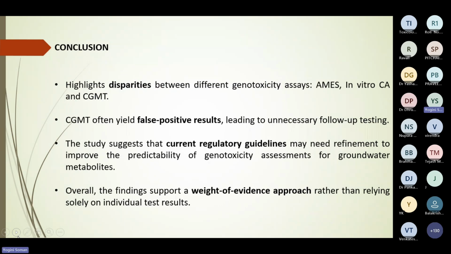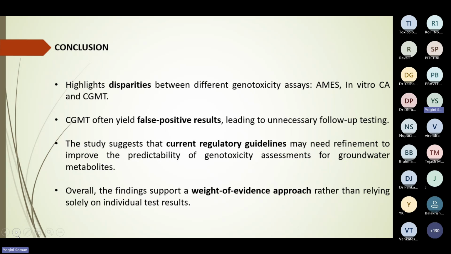This highlights the disparities between the different genotoxicity tests, that is Ames, in vitro CA and the CGMT, and CGMT leads to false positive results. So it leads to unnecessary follow-up testing. So you have to conduct the in vivo micronucleus test to confirm the results.